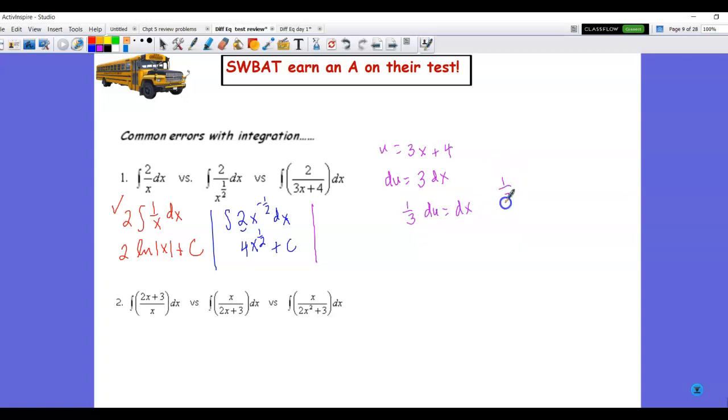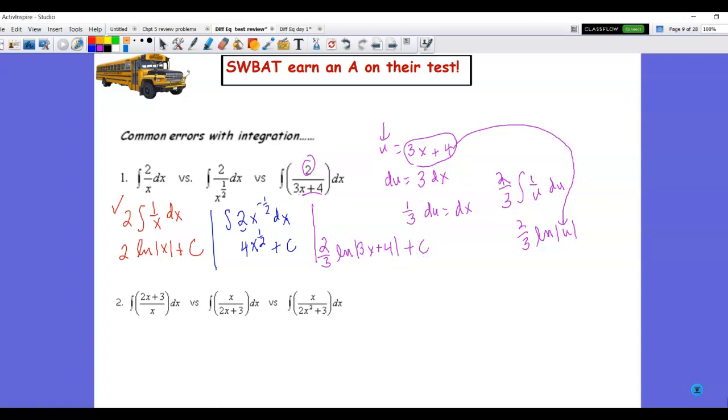I'm going to do my substitution, so my new integral is going to be 1/3. I'm going to take the coefficient of 2 out front and make that 2/3. So when I substitute u in place of 3x plus 4, I get 1 over u du. The antiderivative is 2/3 ln absolute value of u. So I'm going to resubstitute 3x plus 4 in place of u, and that will give me 2/3 ln absolute value 3x plus 4 plus c.